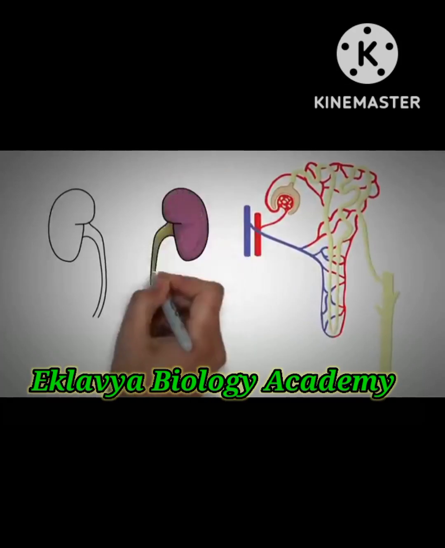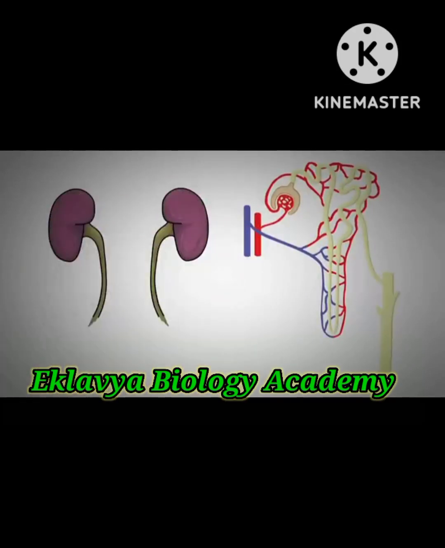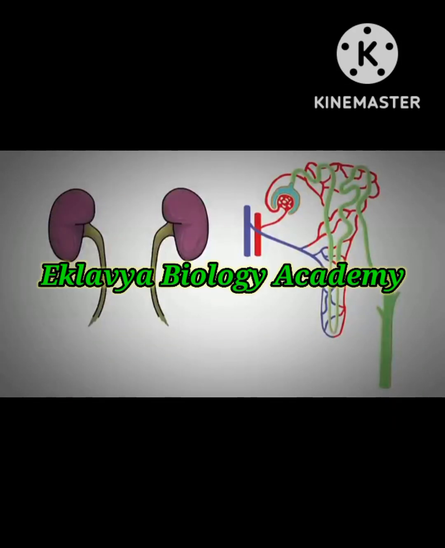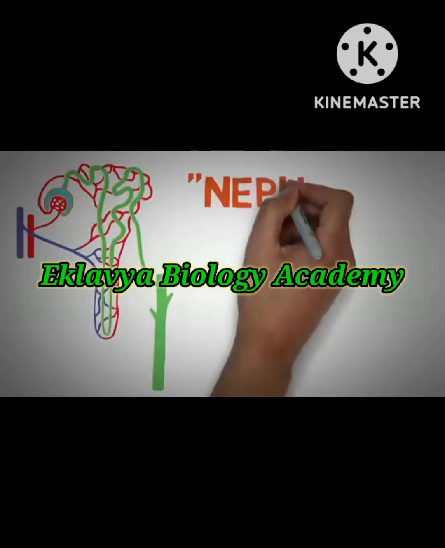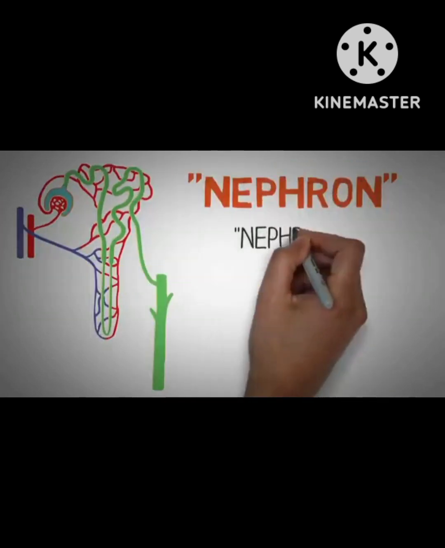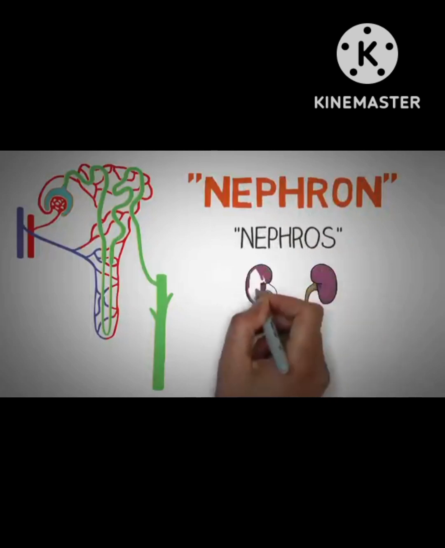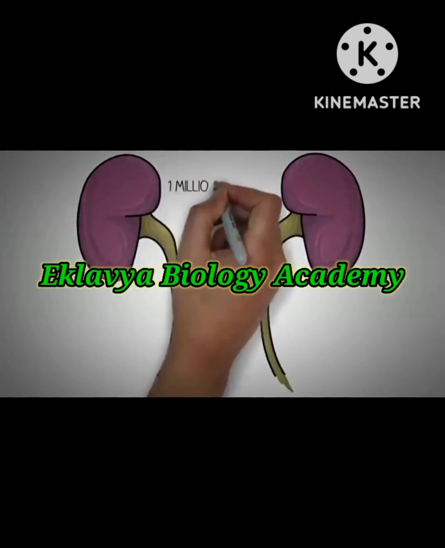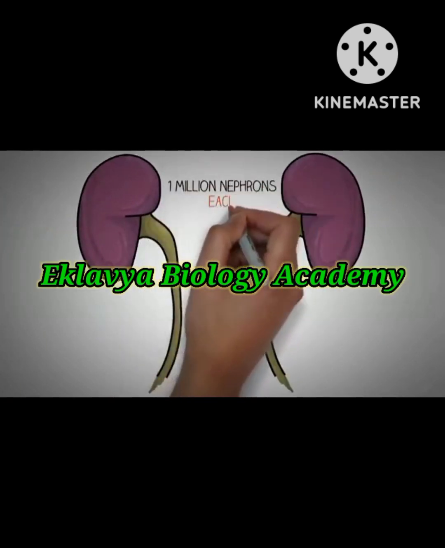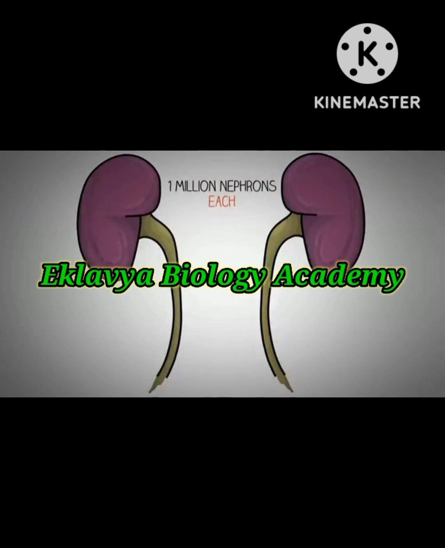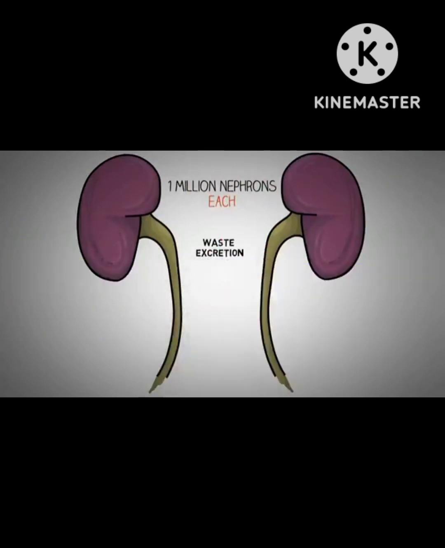The nephron is the basic functional unit of the kidneys that consists of a renal corpuscle and the tubule attached to it. The word nephron is derived from the Greek word nephros, meaning kidney. Each kidney contains approximately 1 million nephrons, which perform several important functions of our body, including waste excretion, maintaining the body's pH, regulation of blood pressure, and several other functions.